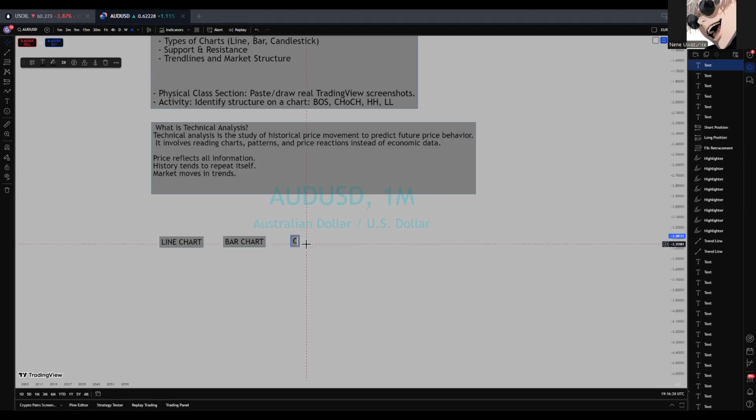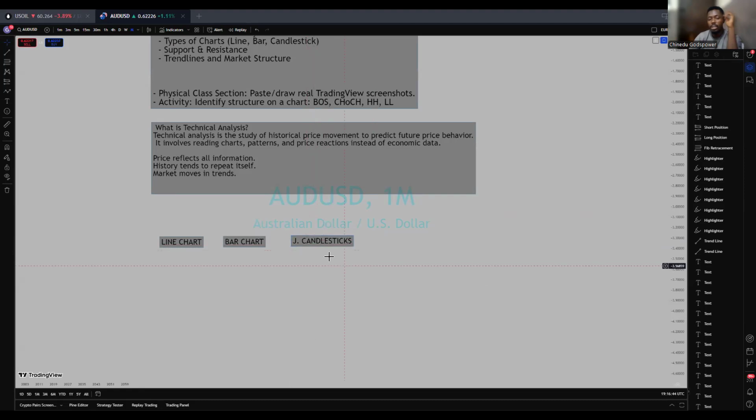So this is normally called Japanese candlestick, but you can call it candlestick. Let's just put Japanese, the J representing Japanese candlestick, as the initial for Japanese candlesticks. Okay. So this gives us a clearer understanding of the open, the high, and the close.